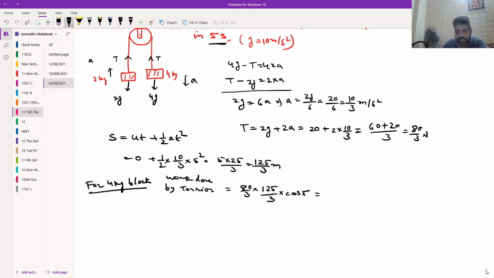250, 500, 1000. So 10000 by 9. And as it is cos pi, so minus 10,000 by 9 joule.